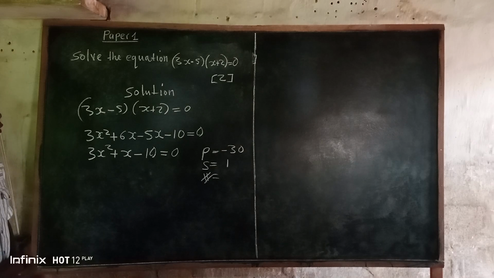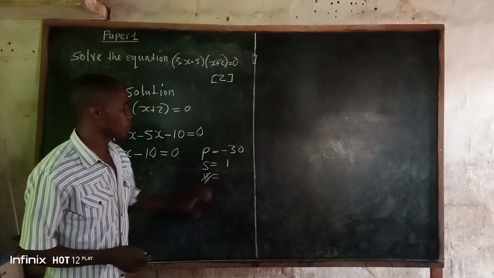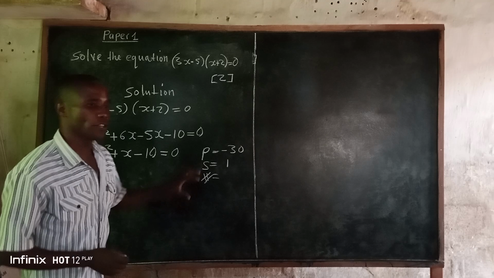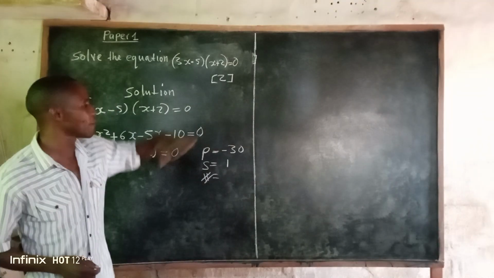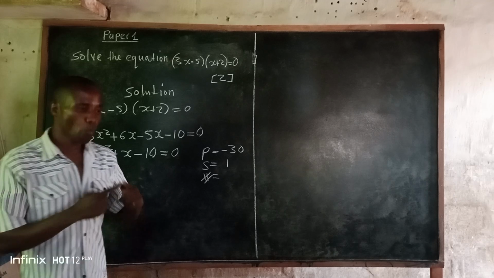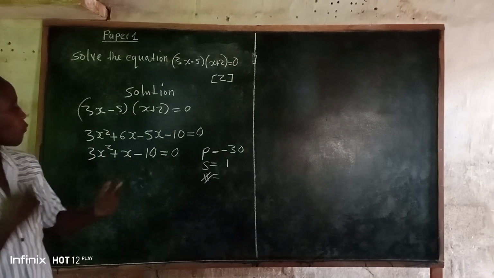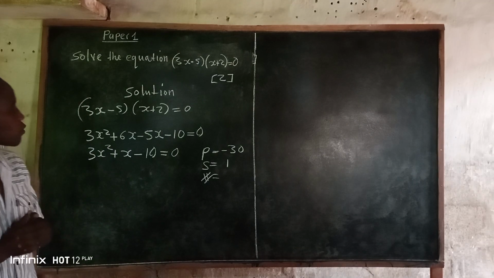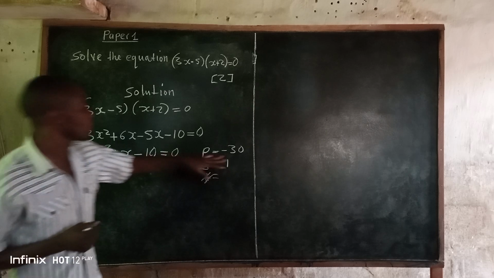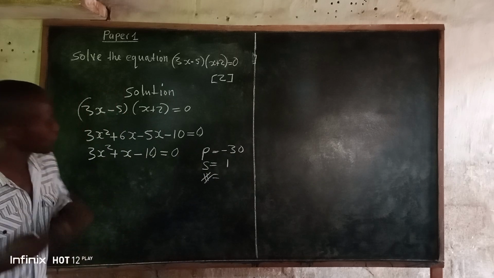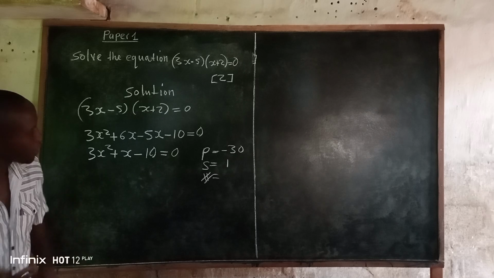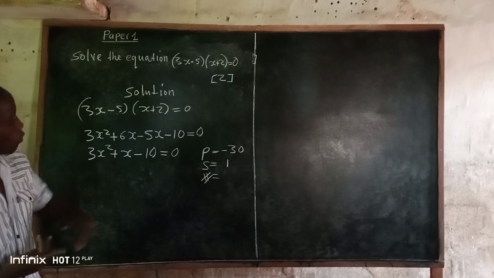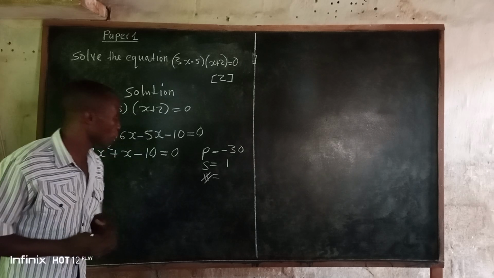For you to identify those 2 numbers, one thing you must understand is to look for the factors of 30 which have a difference of 1 in between. What are those factors? We can say the factors of 30 are many. 1 is a factor of 30, 2, 3, 4. Yes, those are examples, they are many.